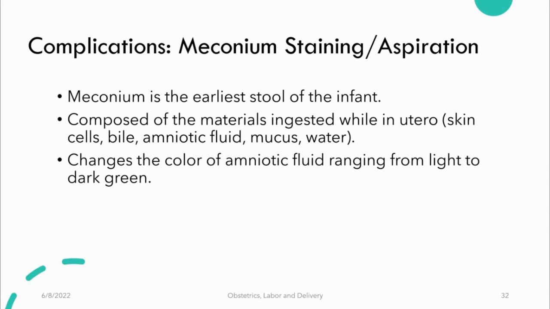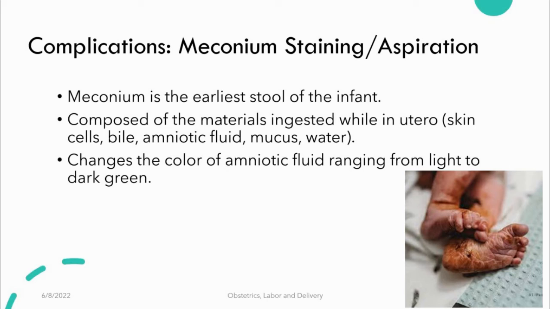Another complication that we train for is dealing with meconium staining and potentially the more serious complication of meconium aspiration. Meconium is the earliest bowel movement of the infant. Meconium is comprised of the materials that get ingested through the GI tract of a baby that's floating in the uterus. So you'll see skin cells, bile, amniotic fluid, mucus, water, anything that might be floating around can be ingested into the GI tract. Once the baby is born, you'll notice the amniotic fluid has staining to it. It can range anything from light to dark green. If you notice that staining, then you should be on alert for potential meconium aspiration.